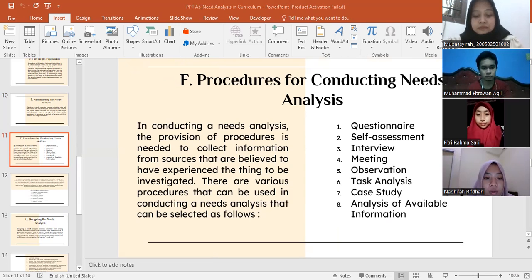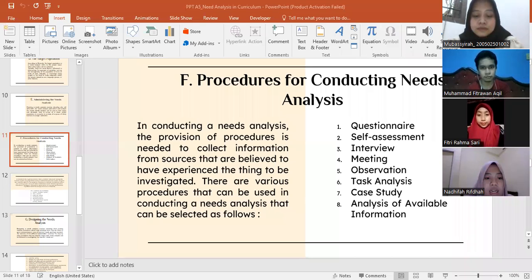Number 1 is questionnaire. Questionnaires are one of the most common data collection methods, often used by anyone. According to the types, they are divided into 2 parts: first, the respondents choose the answers, and the respondents can answer as is.